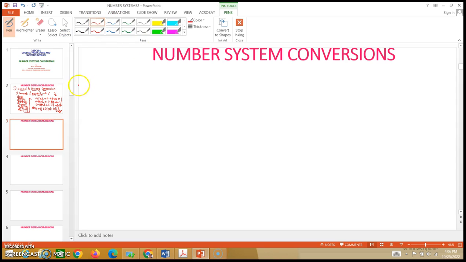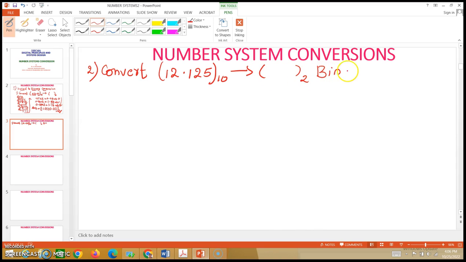So now the second example, that is, convert 12.125 to the base 10. That is decimal to binary only, that is why base 10 to binary. Okay. So now what is the first step?